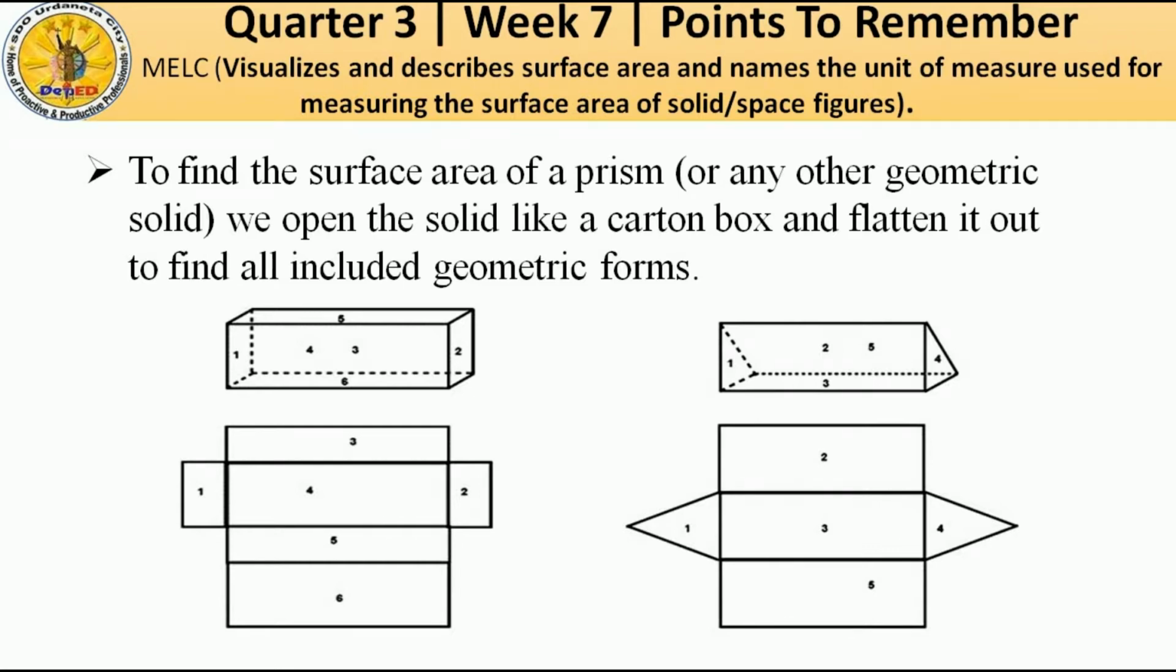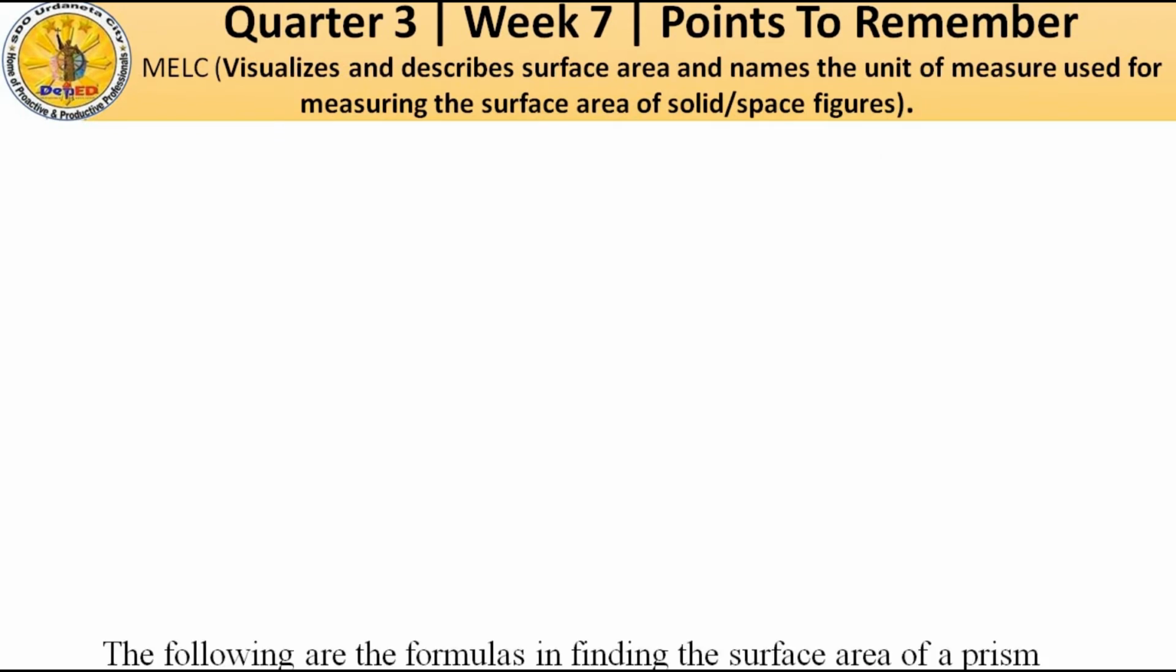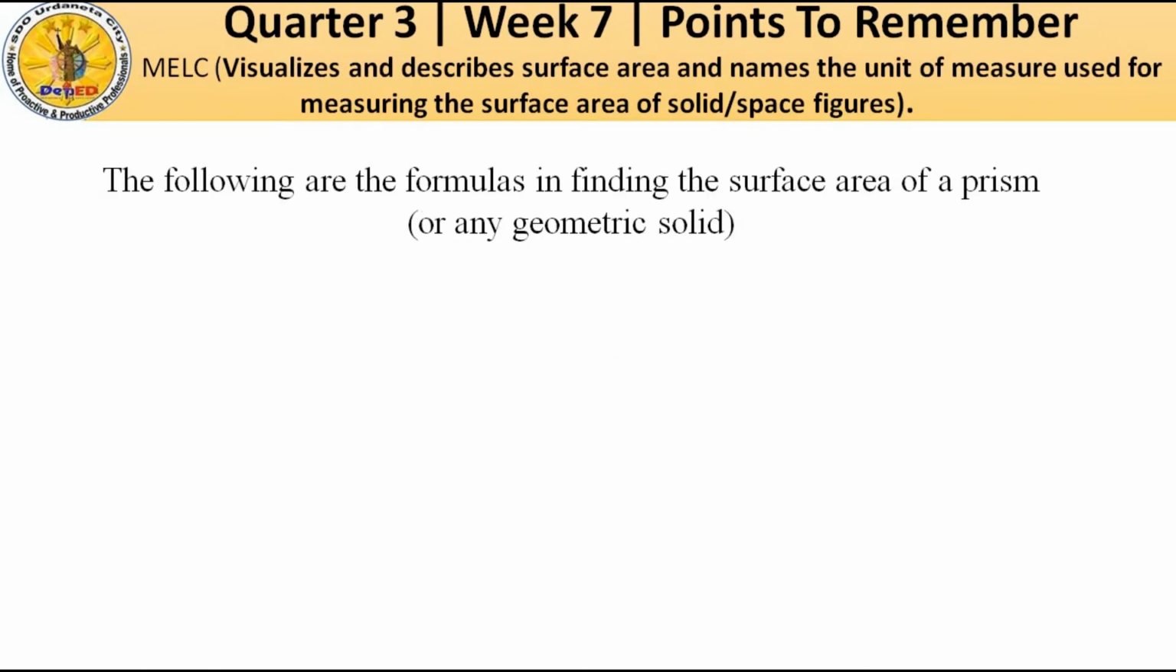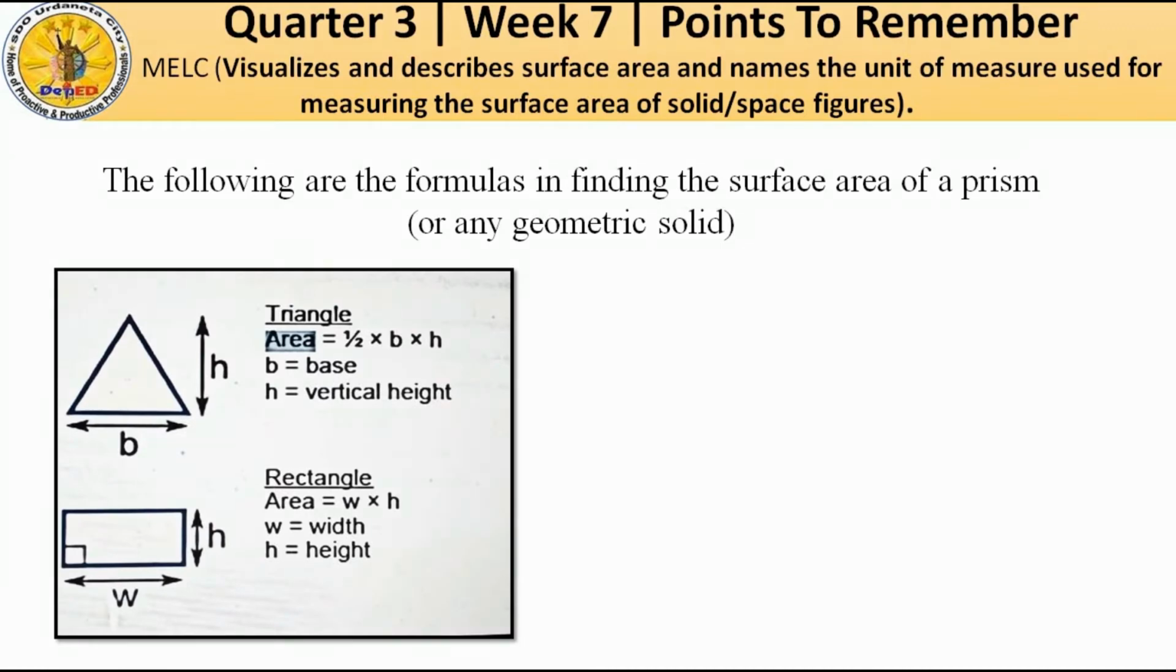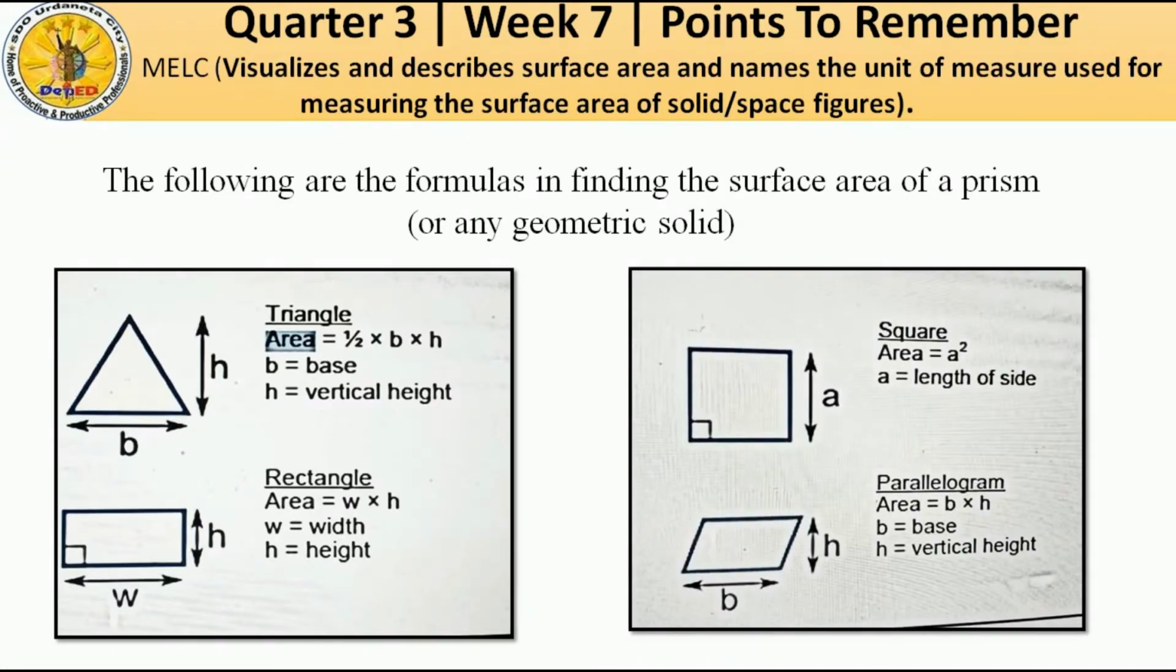We also call this a net, wherein it is a two-dimensional pattern of a three-dimensional figure that can be folded into the figure. These are the formulas in finding the surface area of a prism or any geometric solid. For a triangle, area is equal to 1/2 times base times height. For a rectangle, area is equal to width times height. For a square, area is equal to a squared, where a stands for the length of the side. And for a parallelogram, area is equal to base times height.